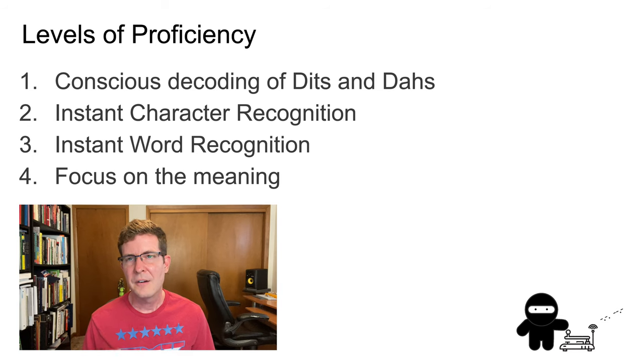So, what are the different levels of proficiency? There are four of them. There is the conscious decoding of dits and dahs. The second one is the instant character recognition. The third one is instant word recognition. And the fourth one is focusing on the meaning. So let's take a look at each one in more detail.